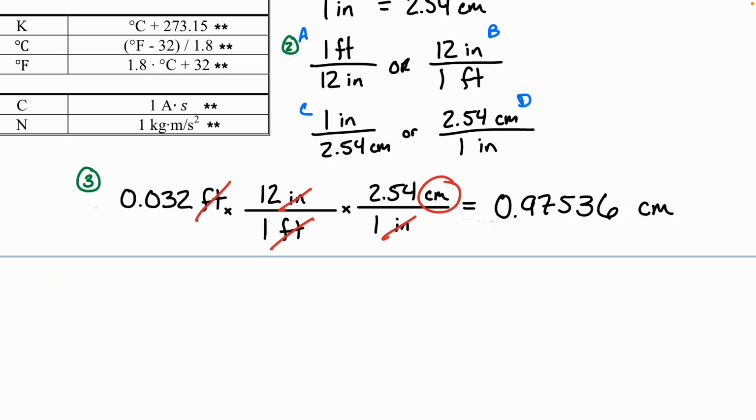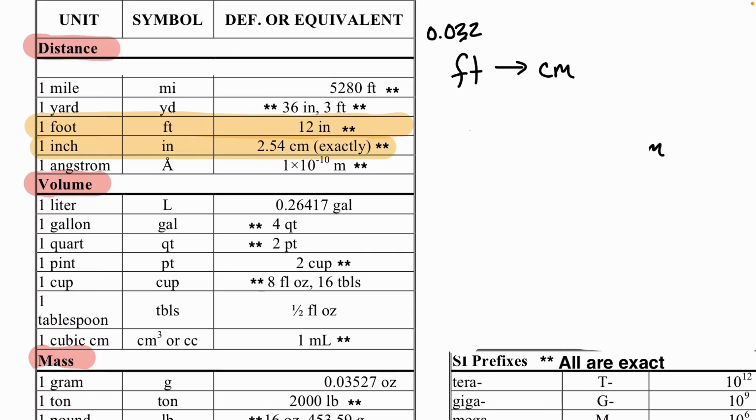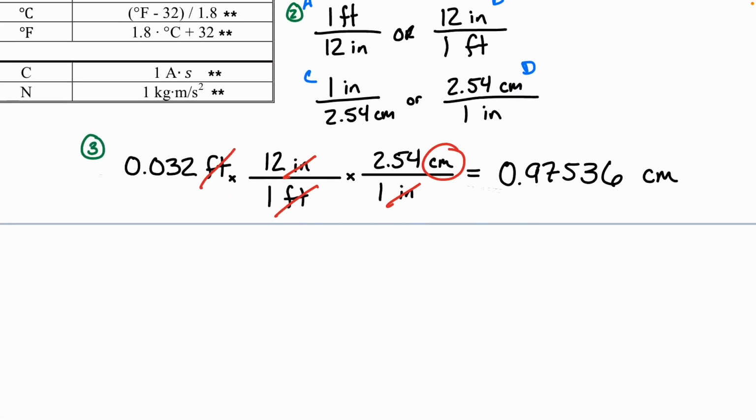And then lastly, my sig figs. If we go back to our table here, both of these unit conversions have that exact double asterisk going on, right? So that means this is exact, I get to ignore it. This is exact, I get to ignore it. So how many sig figs should be in my final answer? The two that were in my original value here. So I'm going to round this to 0.98 centimeters.